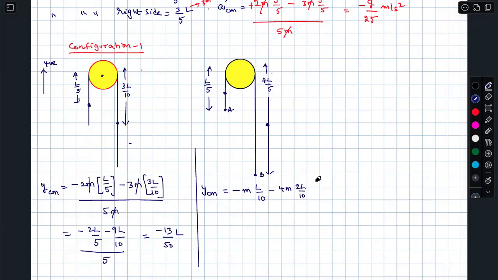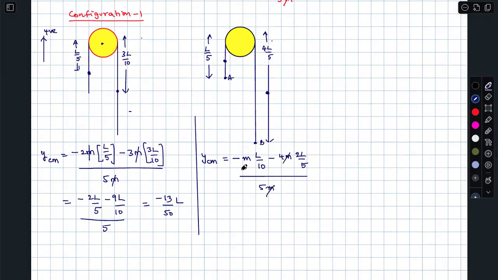2L by 10 is half of this 2L by 5, right? The whole divided by 5, m cancels: minus L by 10 minus 8L by 10. Totally minus 17 by 50 L. Agreed? So now you can notice that the center of mass has shifted down.